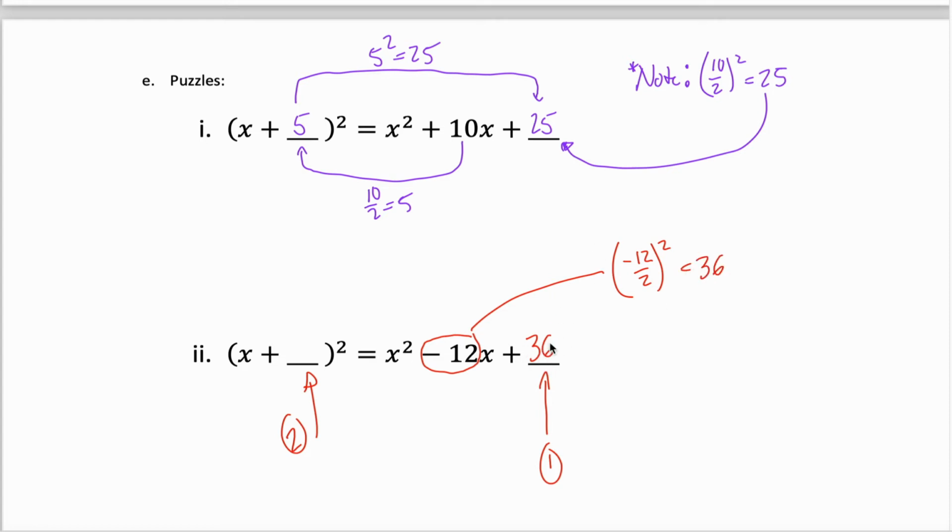Now that I've figured out this 36, now I'm going to figure out what number goes on this side. And you might argue we've kind of already done that. Half of negative 12 was negative 6, so it should be x minus 6 over on this side of the equation.